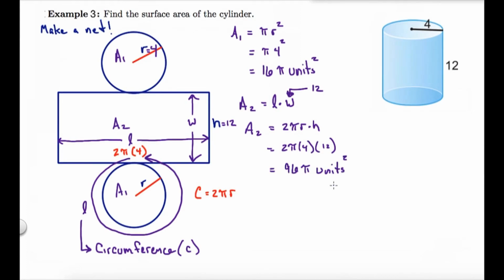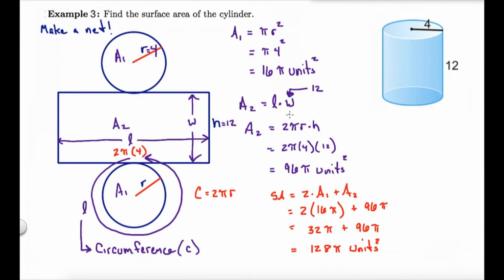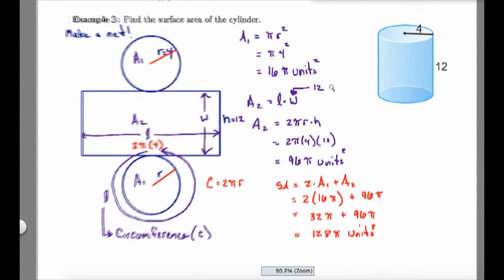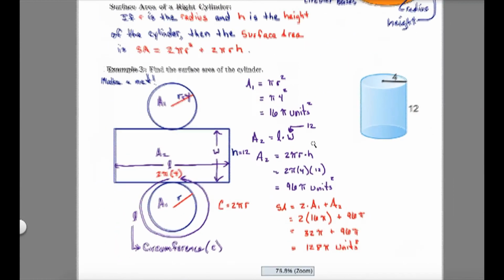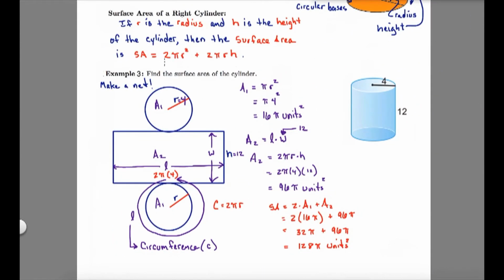So put it in, 2 pi r times h, and it's 2 pi times 4 times 12. We get 96 pi units squared. So we need two of these A1s, the circular areas, and one of the rectangle, and we get 128 pi units. So in the equation, let's look at it.